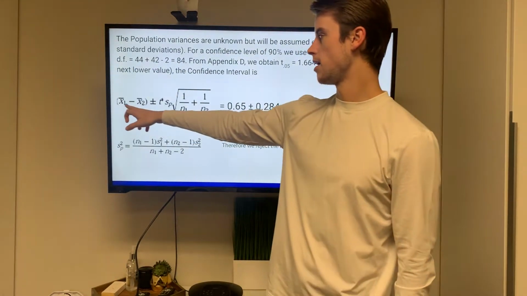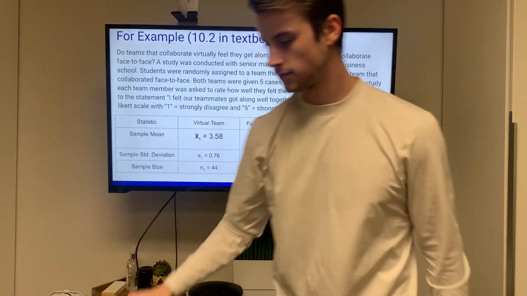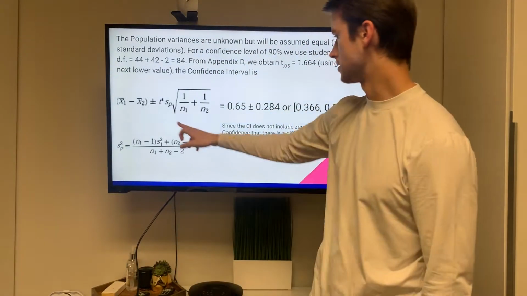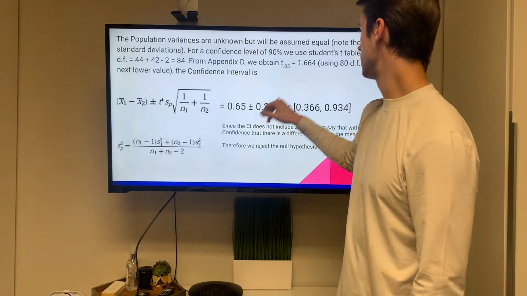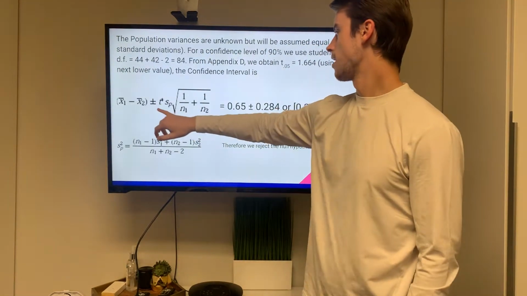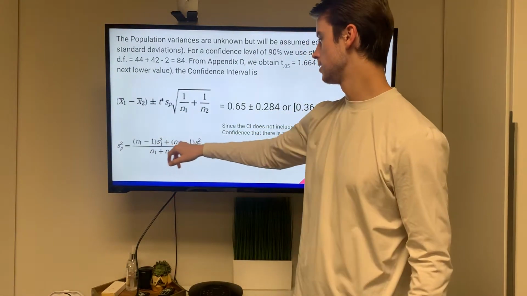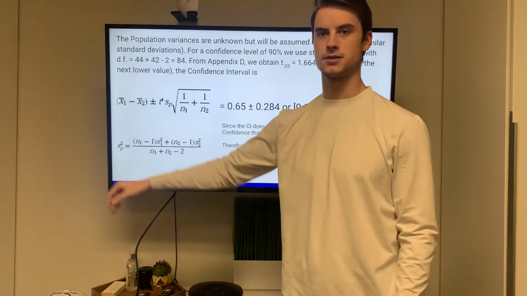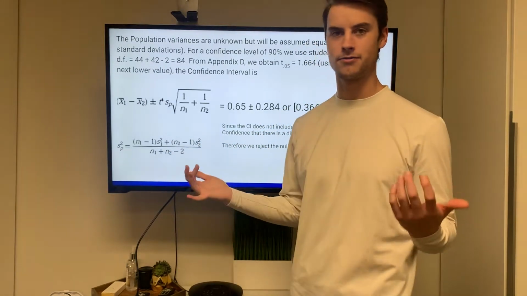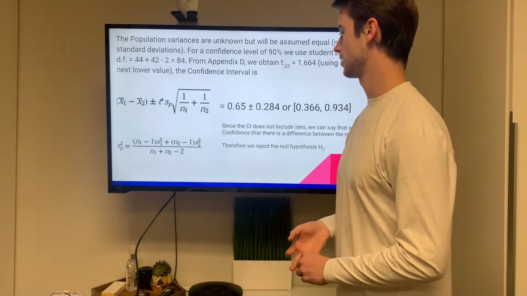We do x bar 1 minus x bar 2. So we take x bar 1, so 3.58 minus 2.93. That gives us this. We get our t-score here of 1.664. Okay, that goes here. And then we have our formula for the pooled variance. It's simple plug and play here, right? We have all of this information. It's just as simple as plugging it in and figuring it out, okay? If you have a calculator, you can figure it out, I promise. But you could also do it by hand and it would not be hard, I promise, okay?